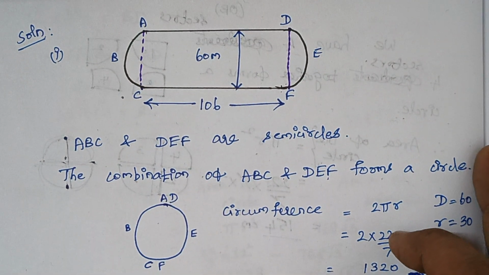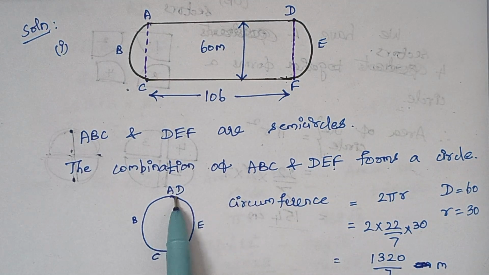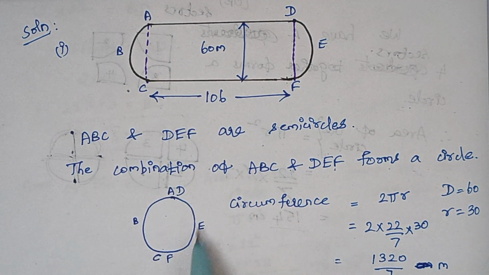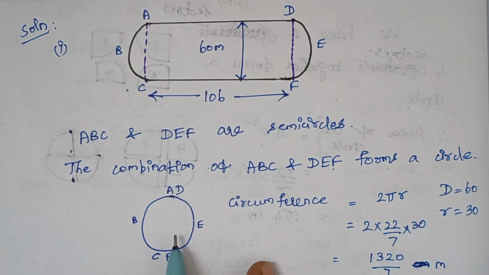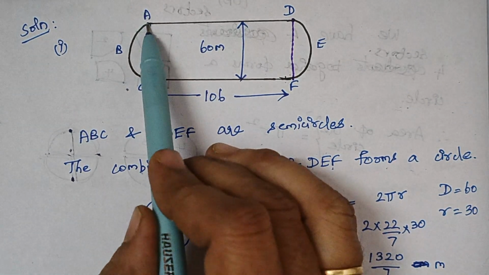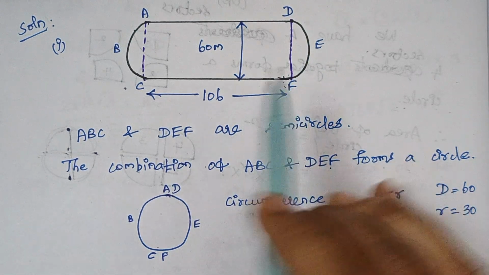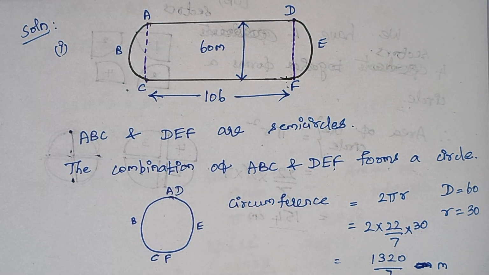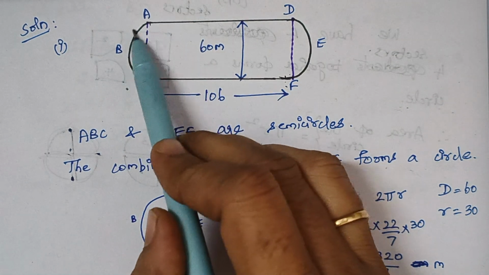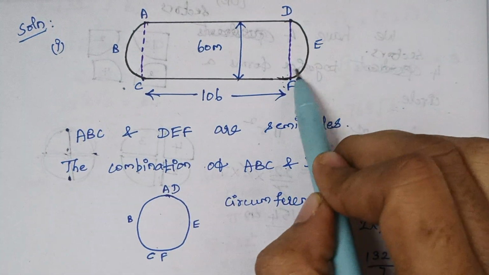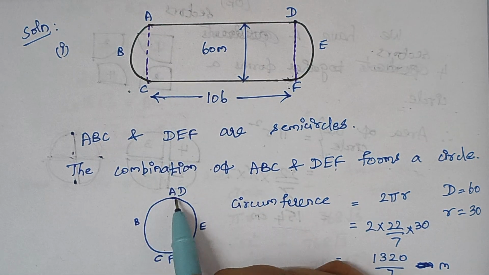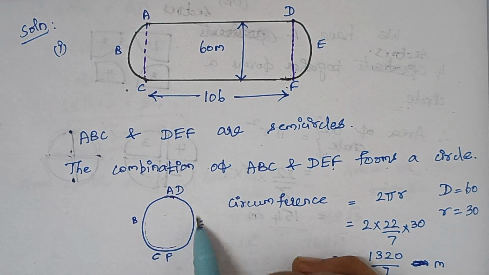So here I had drawn a simple diagram like this, right? When you combine two semicircles, they form a circle. So what is the thing we need to calculate? We need to calculate this length as well as this length, right? So we need only this length and this length.